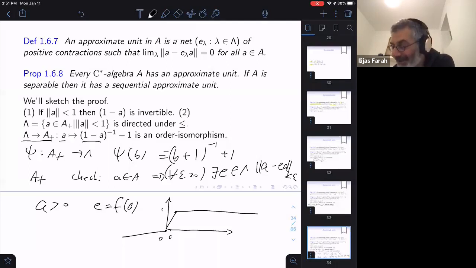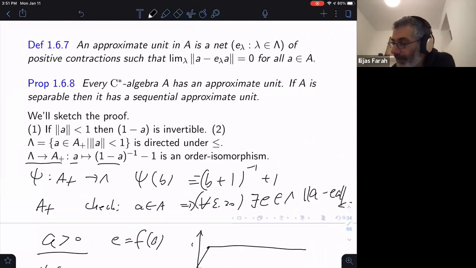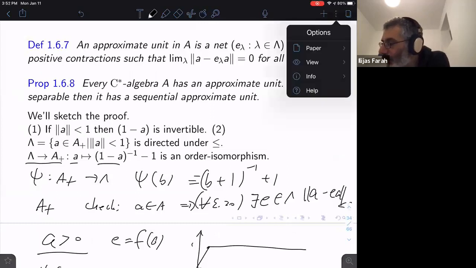So this is yet another standard trick, right? F of A times A minus A has norm less than epsilon. Now, this is if A is greater than zero. Otherwise, we just use the fact that every element of our C-star algebra is a linear combination of four positive elements. Right, two self-adjoints, each self-adjoint is a difference of two positives, and the statement follows. Okay, so we have approximate units, and we'll see relatively soon what to do with them.